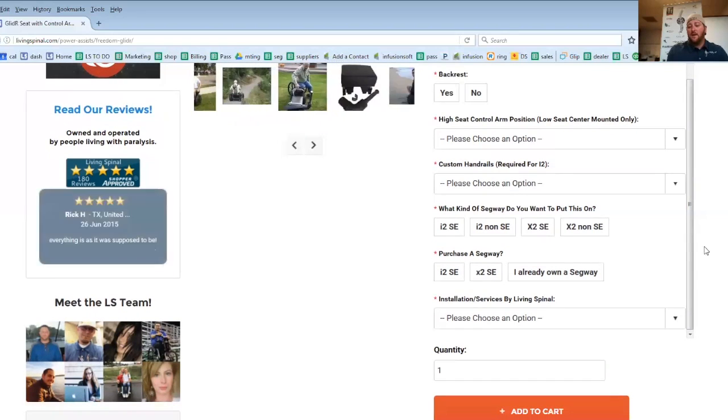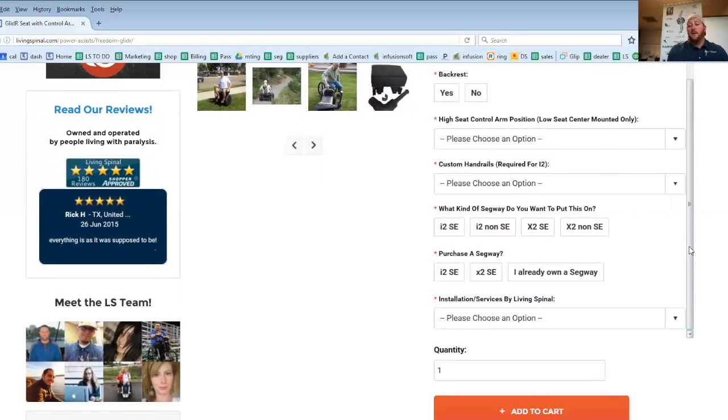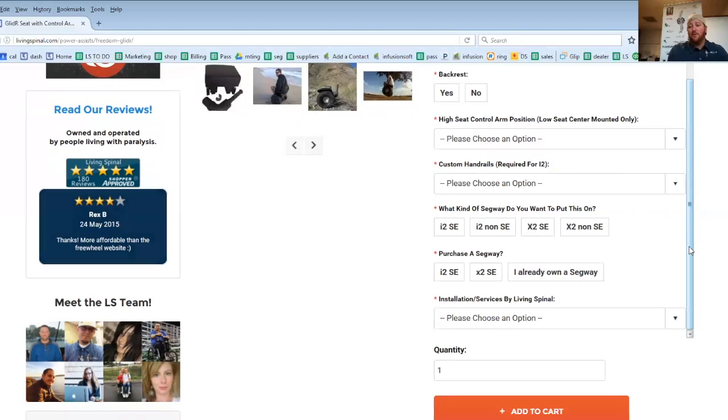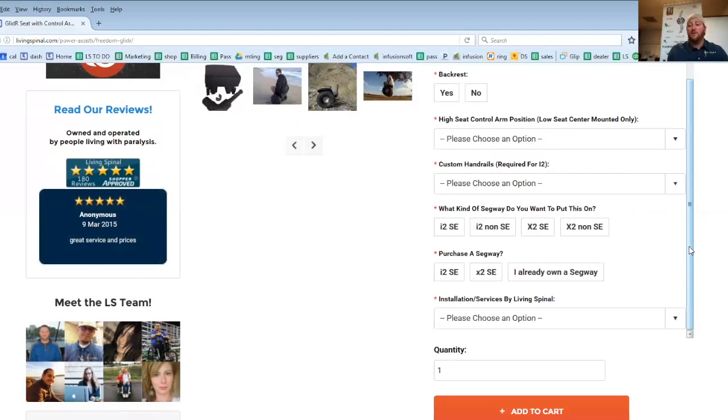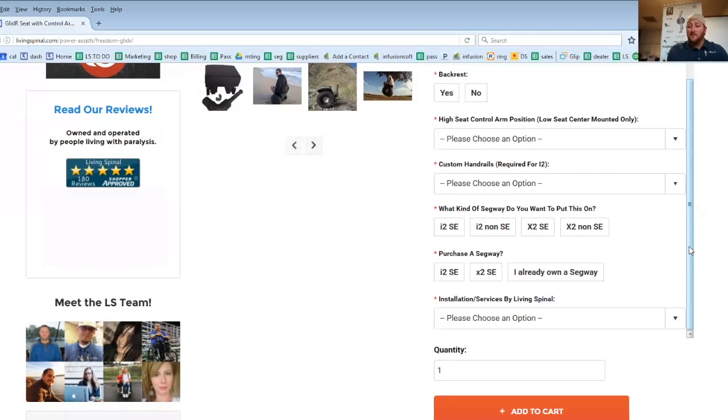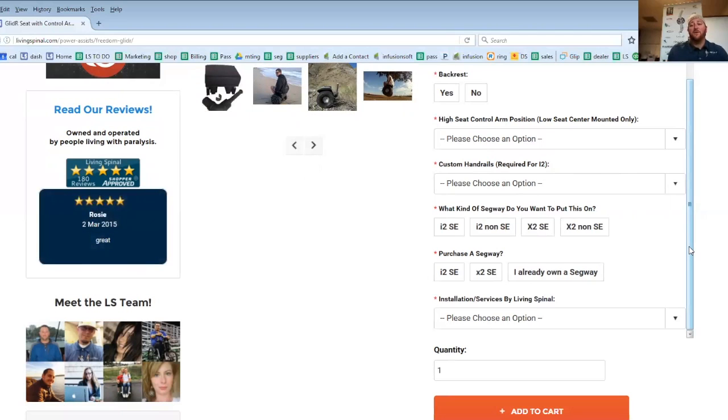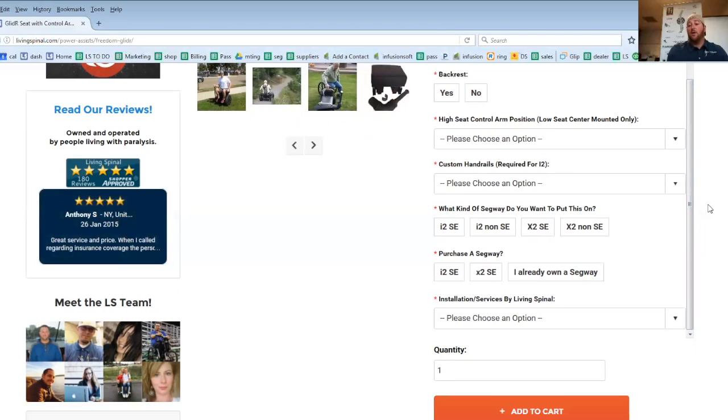The next thing is going to be, let's say that you don't want to install it yourself and you don't have a dealer near you to help you. Then there's an additional charge, and Living Spinal would put it together here and then ship it to you. Because otherwise you would normally receive the kit, the chair that you choose, and the Segway in two separate boxes, whereas then they can go direct to you.